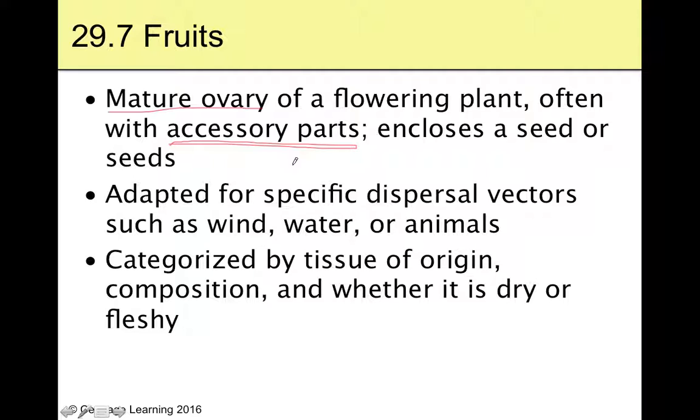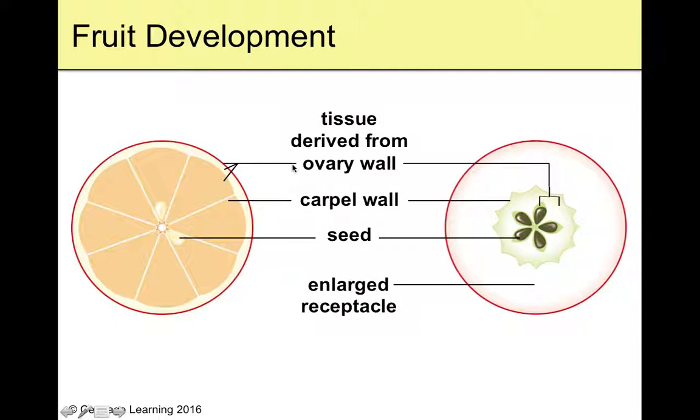The tissues of origin is one way we can categorize them. The composition, what the fruit is actually made up of or what flower parts make it up, and whether it's a dry fruit or a fleshy fruit. Most of the fruits that come to mind when you think fruit are fleshy fruits. So here's a couple examples of ways that fruits can develop in completely different ways.